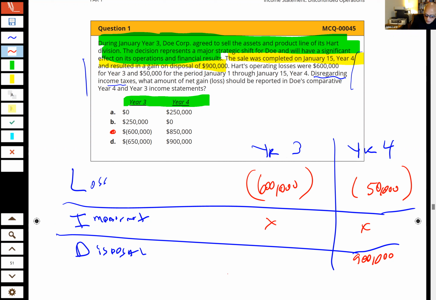You don't have to have all these elements. Okay, so I know that it's a 600,000 loss in year 3 and a net $850,000 gain, considering the gain on disposal less the loss from operation. So it's 850. It's choice C. If you chose D, which I think a couple of us did, that's because we made the mistake of taking that 50,000 loss for year 4 in year 3. No, you take the amounts in the period in which they occur.